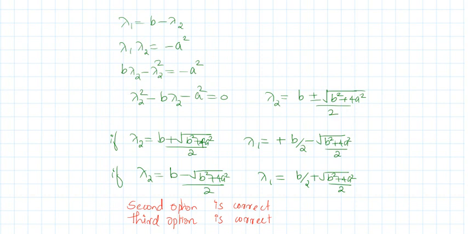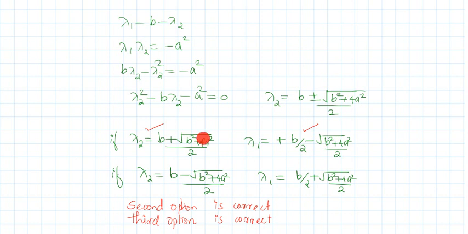When you take this plus value and evaluate lambda 1, you can use this relation in order to find lambda 1. So one of the choices is lambda 2 equal to B by 2 plus square root of B square plus 4A square by 2, and lambda 1 equal to B by 2 minus square root of B square plus 4A square by 2. Or in the other way, if you take lambda 2 as negative, you will get lambda 1 as positive. So the two eigenvalues are B by 2 plus square root of B square plus 4A square by 2, and B by 2 minus square root of B square plus 4A square by 2.